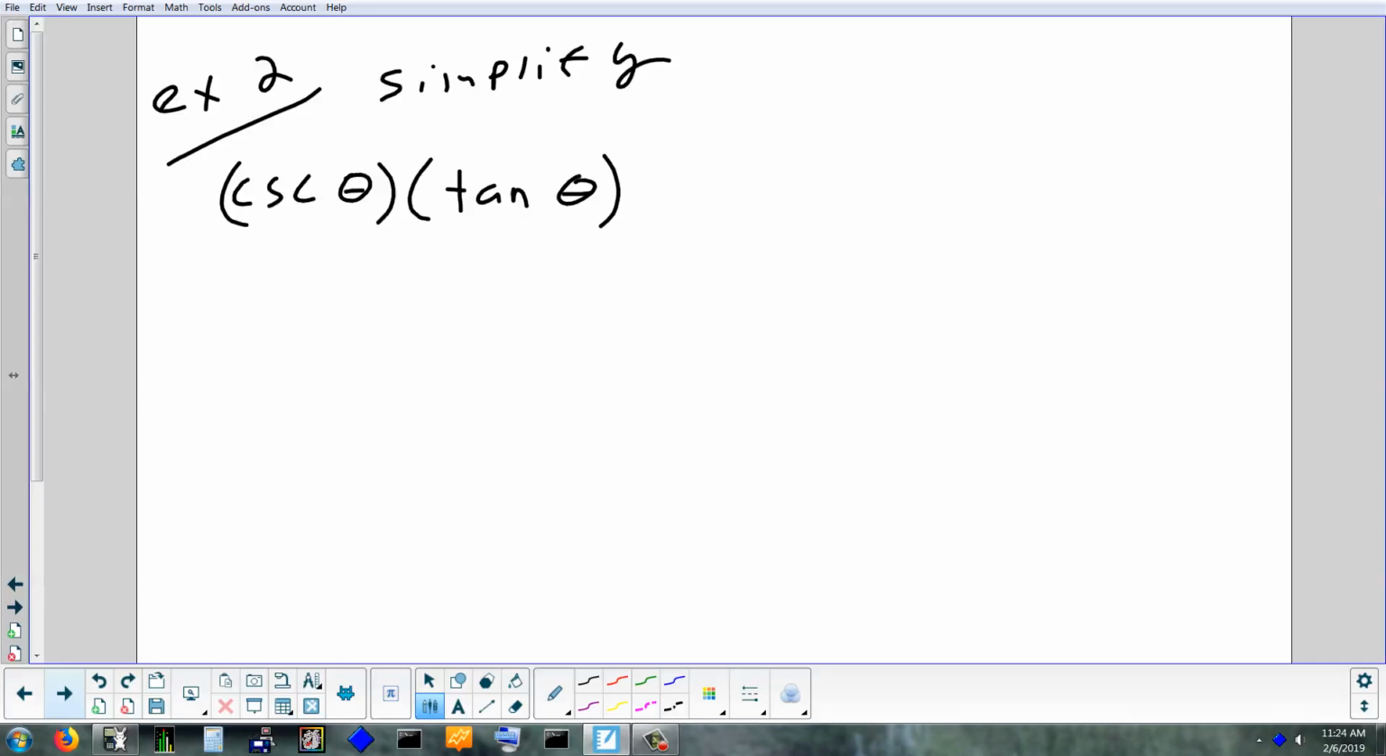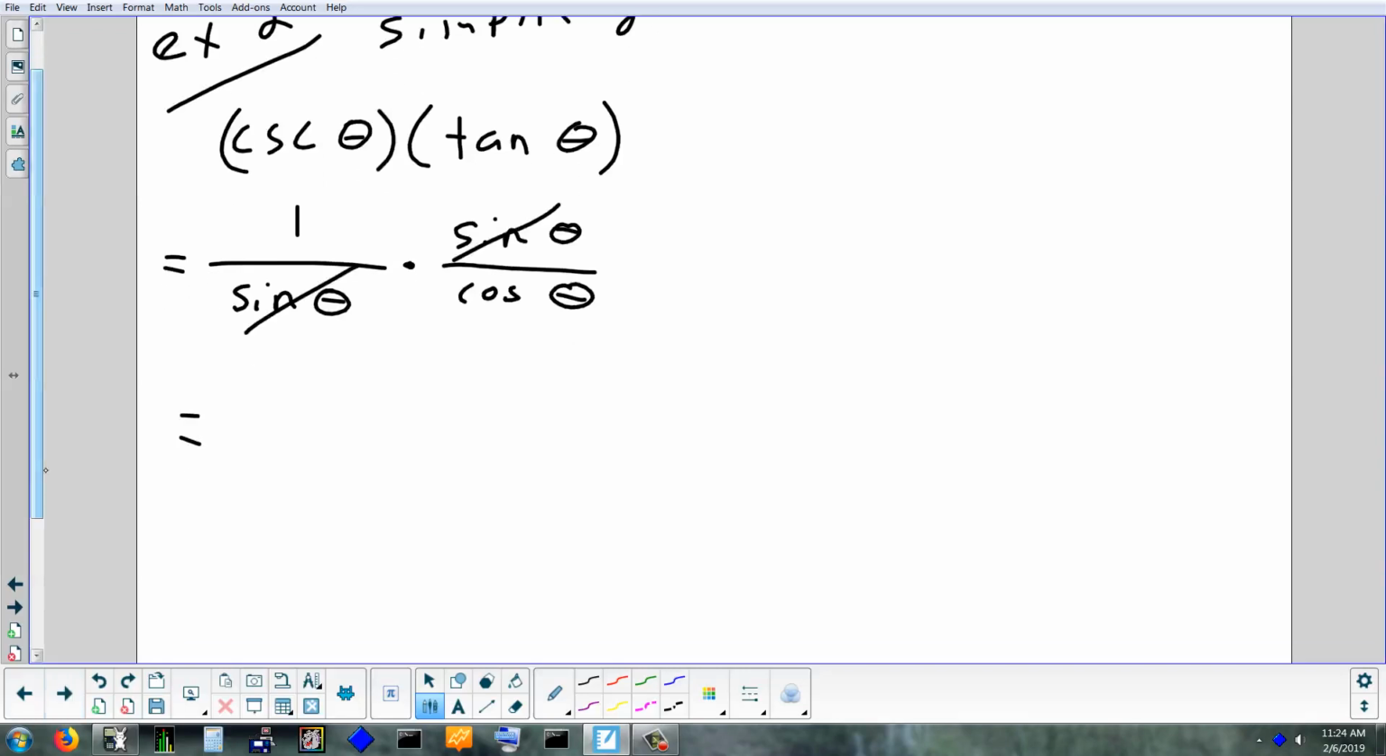So if I start with cosecant, how can I rewrite that one? 1 over sine. Yep. So 1 over sine times. And what if I rewrite tangent? Sine over cosine. I've got multiplication between the two fractions. Does that mean I can cancel, or no, I can't? I can cancel. What can I cancel out? Sine. So what does that leave me with at this point? 1 over cosine.